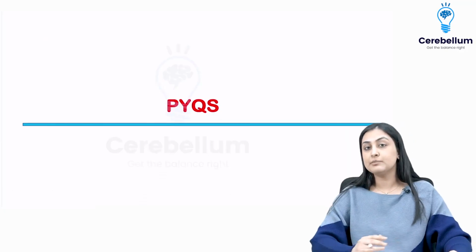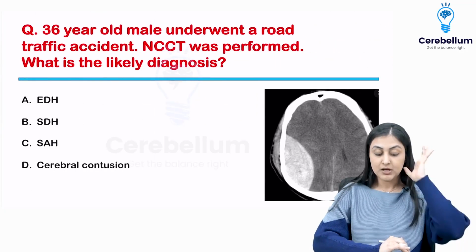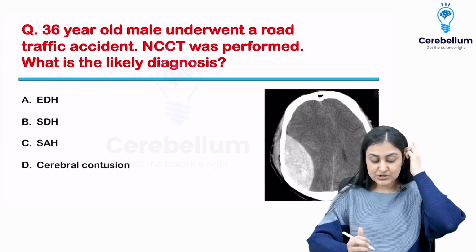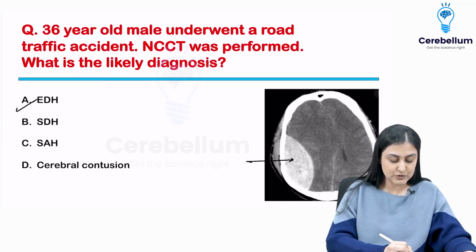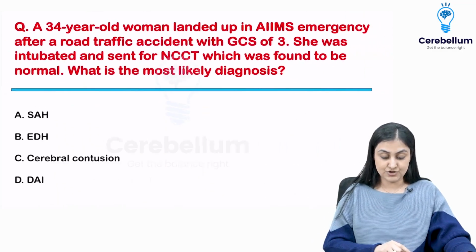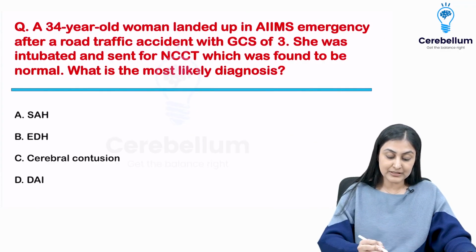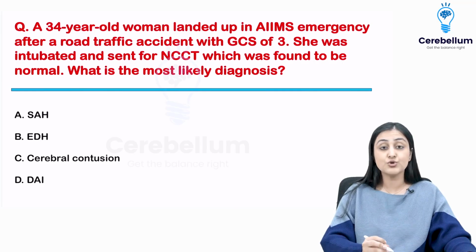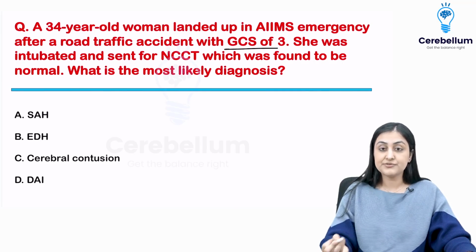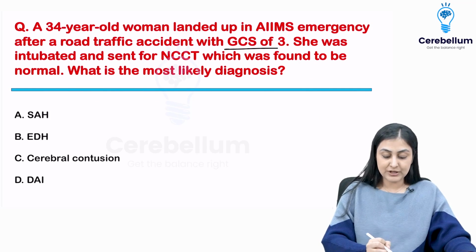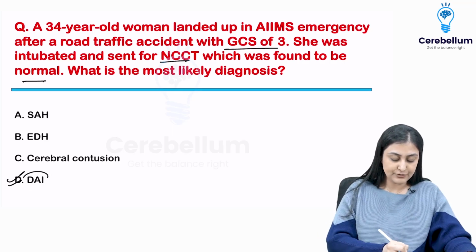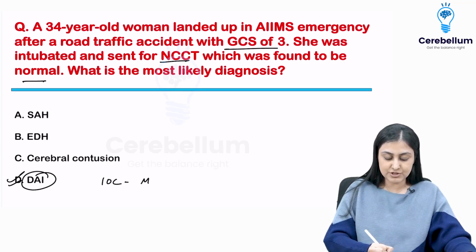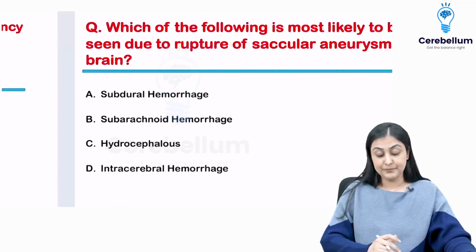Now let's have a look at the previous year questions very quickly. A 36-year-old male underwent a road traffic accident. You see the NCCT having this lens-shaped hematoma. So this is EDH. 34-year-old woman landed up in emergency after a road traffic accident with a GCS of 3. She was intubated and sent for NCCT, which was found to be normal, right? So very typical history. This is diffuse axonal injury, wherein investigation of choice is MRI, sequence SWI.